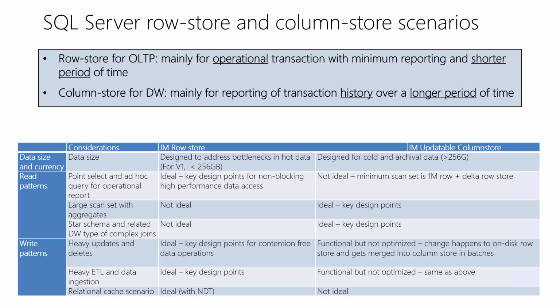Updatable column store is functional, but it's not its high point. Change happens to an on-disk row store and gets merged into the column store in batches. So highly transactional isn't going to be as fast on an updatable column store, but you can update it and keep it in sync with reality, which is a big improvement.